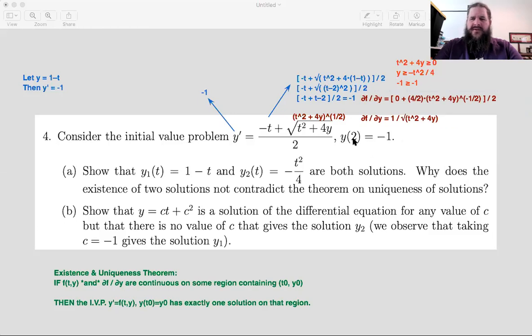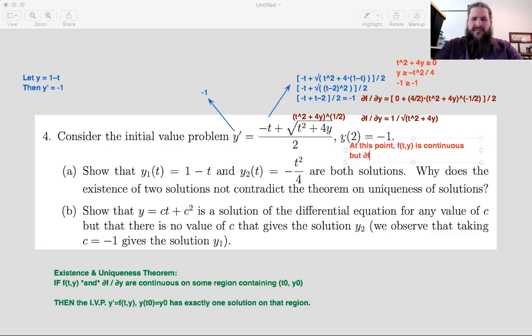And what happens if you plug in 2 for t and negative 1 for y here? t squared plus 4 times negative 1, what do you get there? Oh, it would be 0. Right. And since this is in the denominator, that's now a problem. Just having 0 inside of a square root is fine. But if you've got 0 as the denominator, the square root of 0 is 0, so we get 1 over 0. That's a discontinuity.